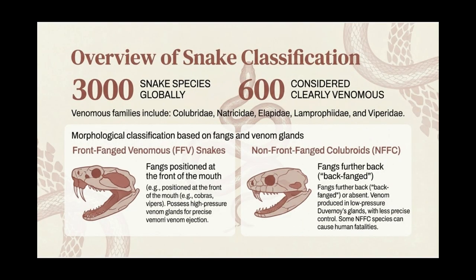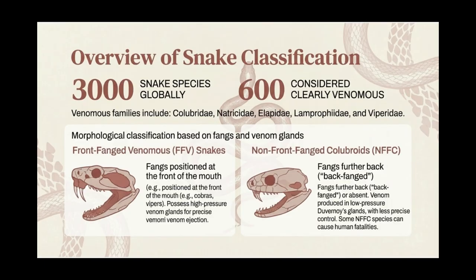Venomous snakes with fangs positioned toward the front of the mouth are known as front-fanged venomous snakes. This group includes well-known species such as cobras and vipers, which belong to the families Elapidae and Viperidae, respectively. These snakes have high-pressure venom glands that enable them to eject venom precisely.